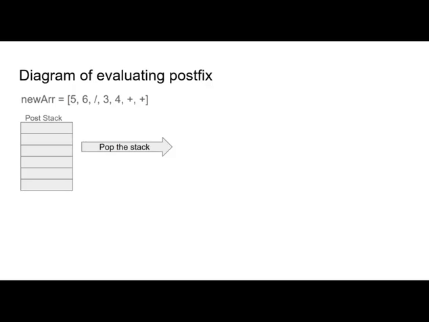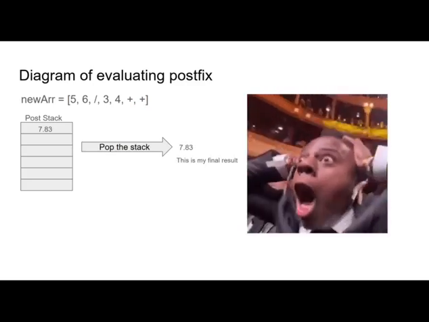Using the postfix expression we made earlier, we take 5 and 6 and push them into the stack. We read division, and perform the operation on the 2 numbers in the stack. Then we push 3 and 4 and add them together. Push 7 to the stack. Lastly, add the last 2 items in the stack, giving us 7.83.